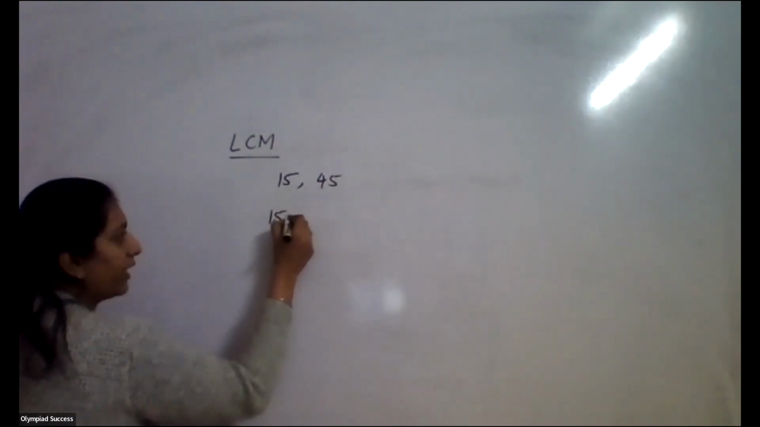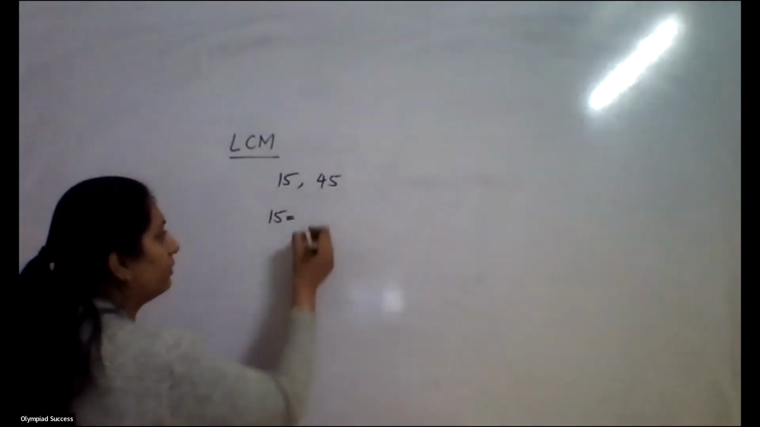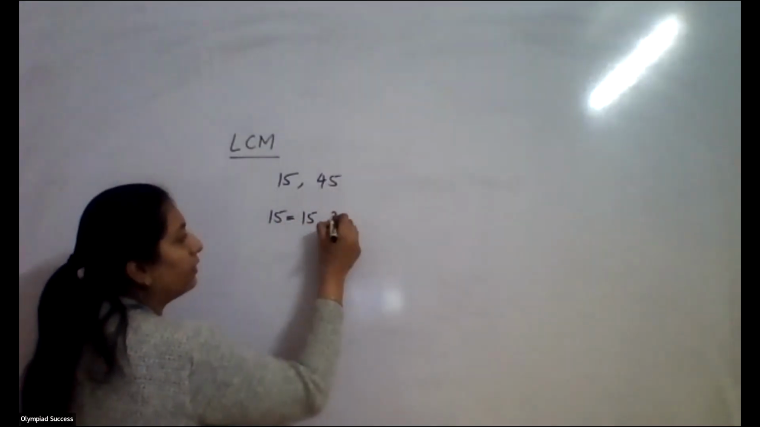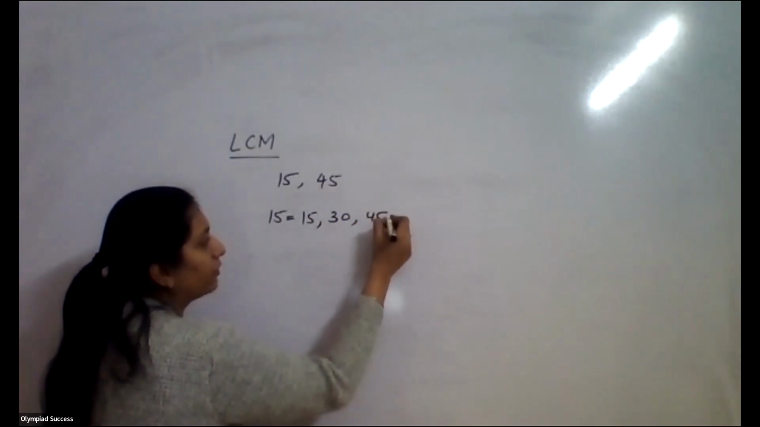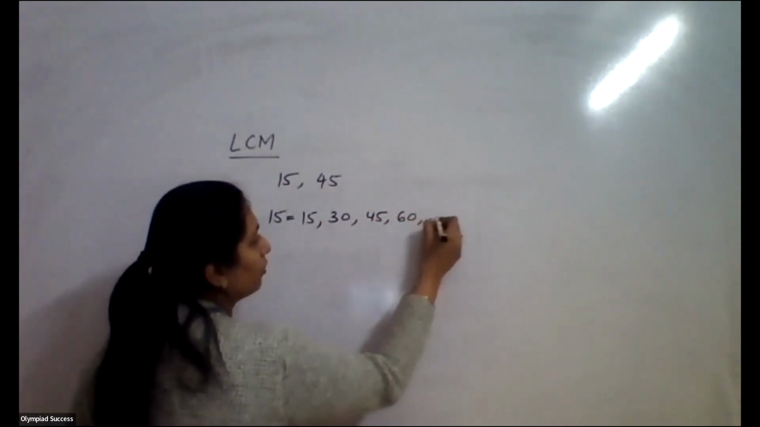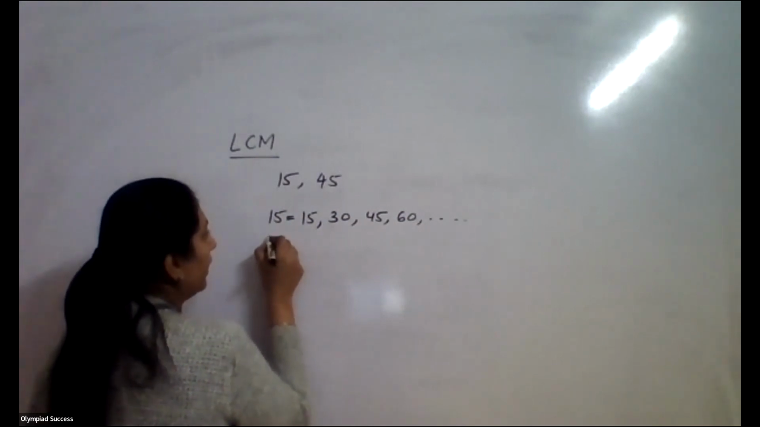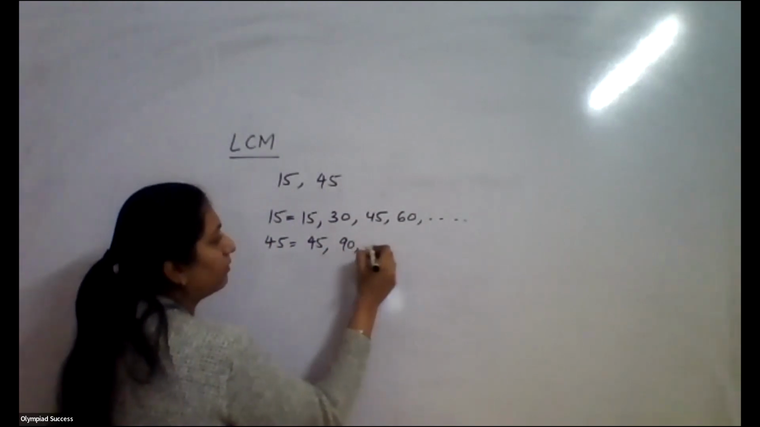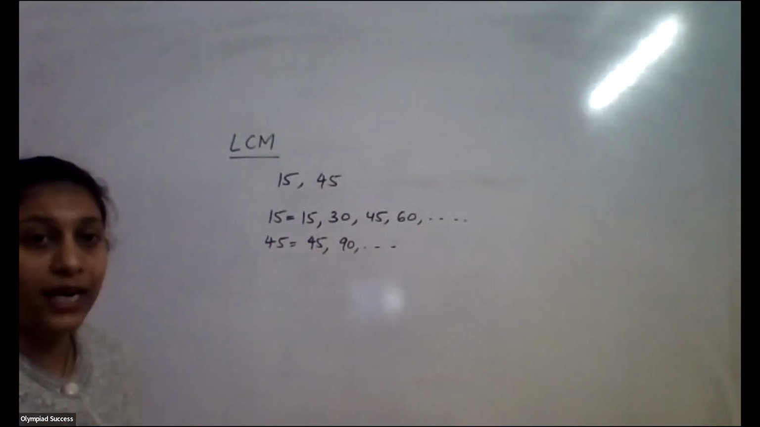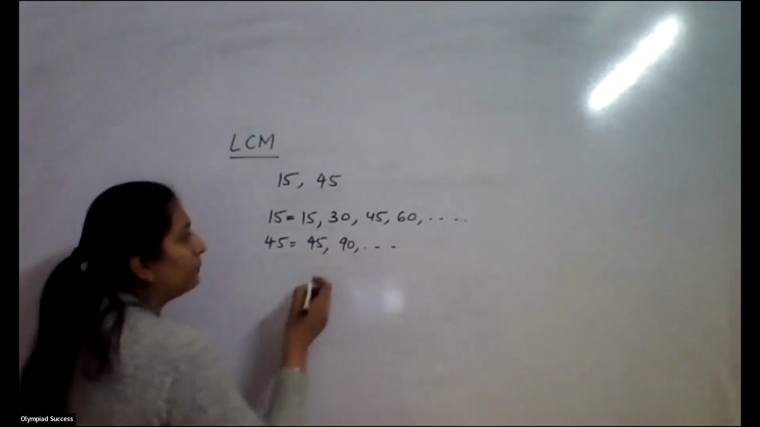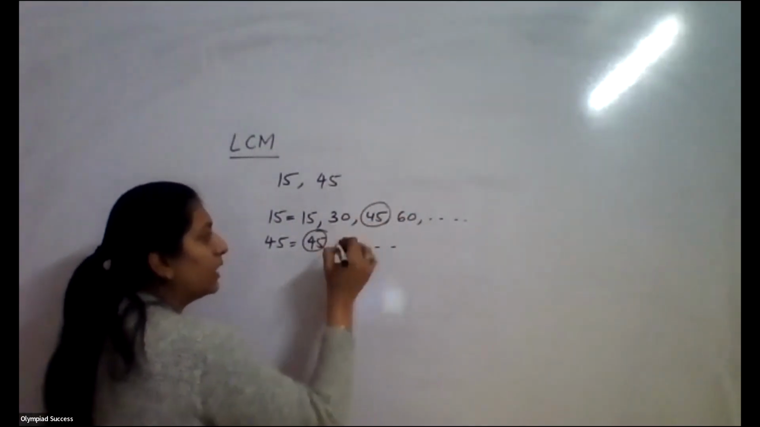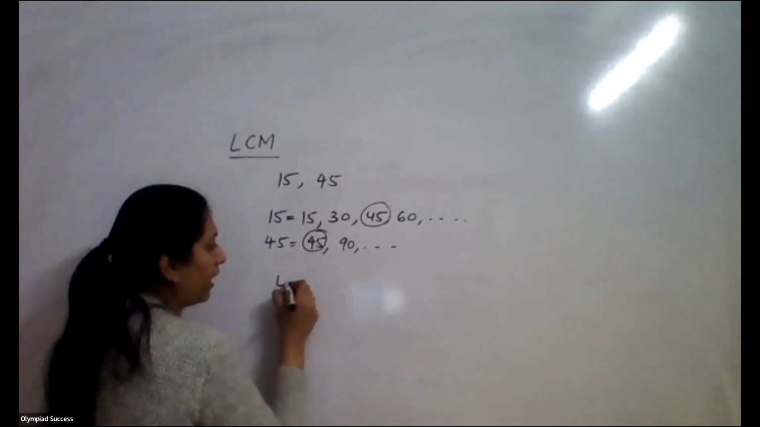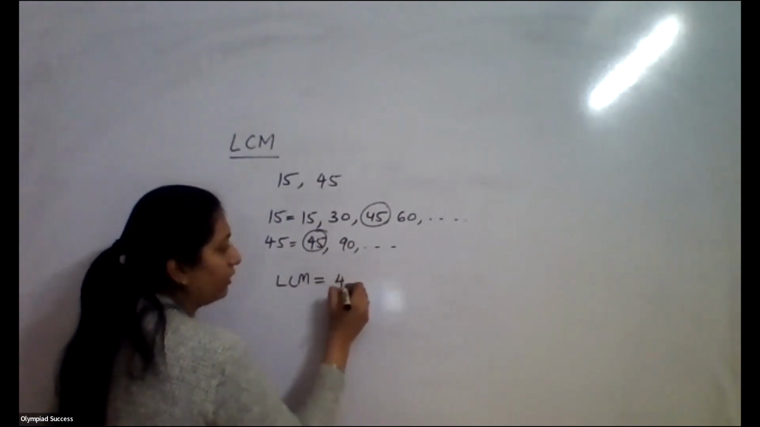That means you have to write the multiples of 15 and 45. If I write the multiples of 15, then it will be 15, then 30, then 45, then 60 and so on, right? But for 45, it will be 45, then 90, and so on. Now what is least? That means the minimum of all common multiples. Here 45 is the minimum, so LCM will be 45.